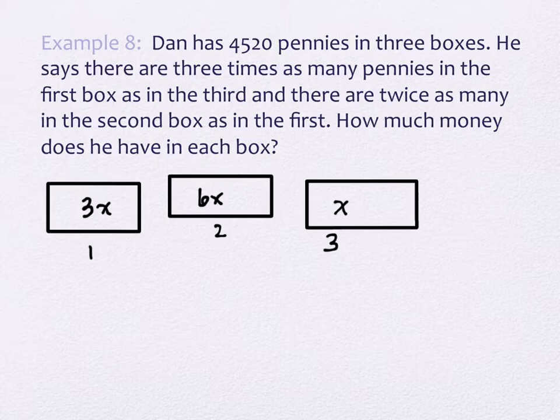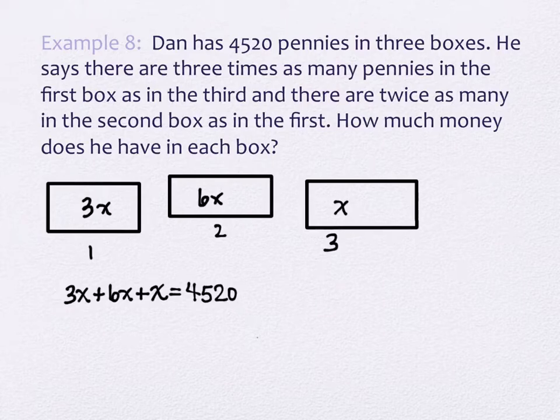Okay, so if I were to take all my pennies, which are represented by the 3x, the 6x, and the x, and I were to add them all together, like dump them all out on the floor, heaven forbid, what would happen besides making a big mess? Yeah, it should equal the 4,520 pennies, right? Unless I lose one. So we'll assume we don't lose any. And I have all the pennies when I've dumped them all together on the floor.